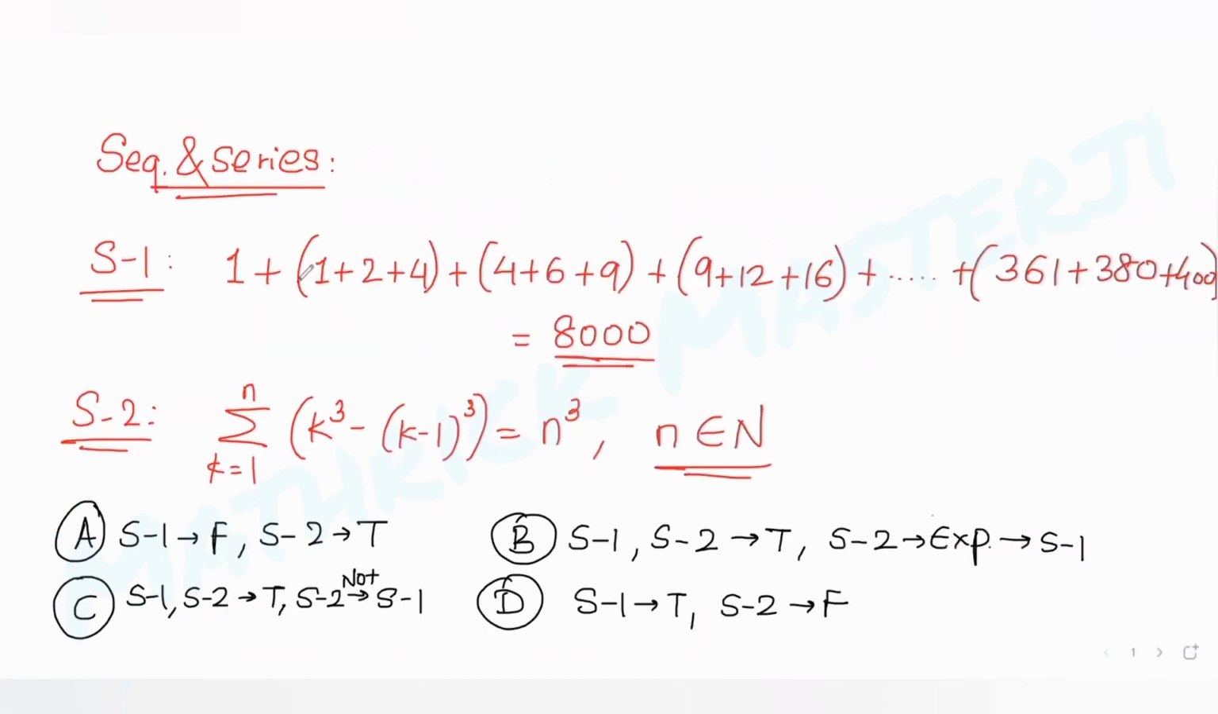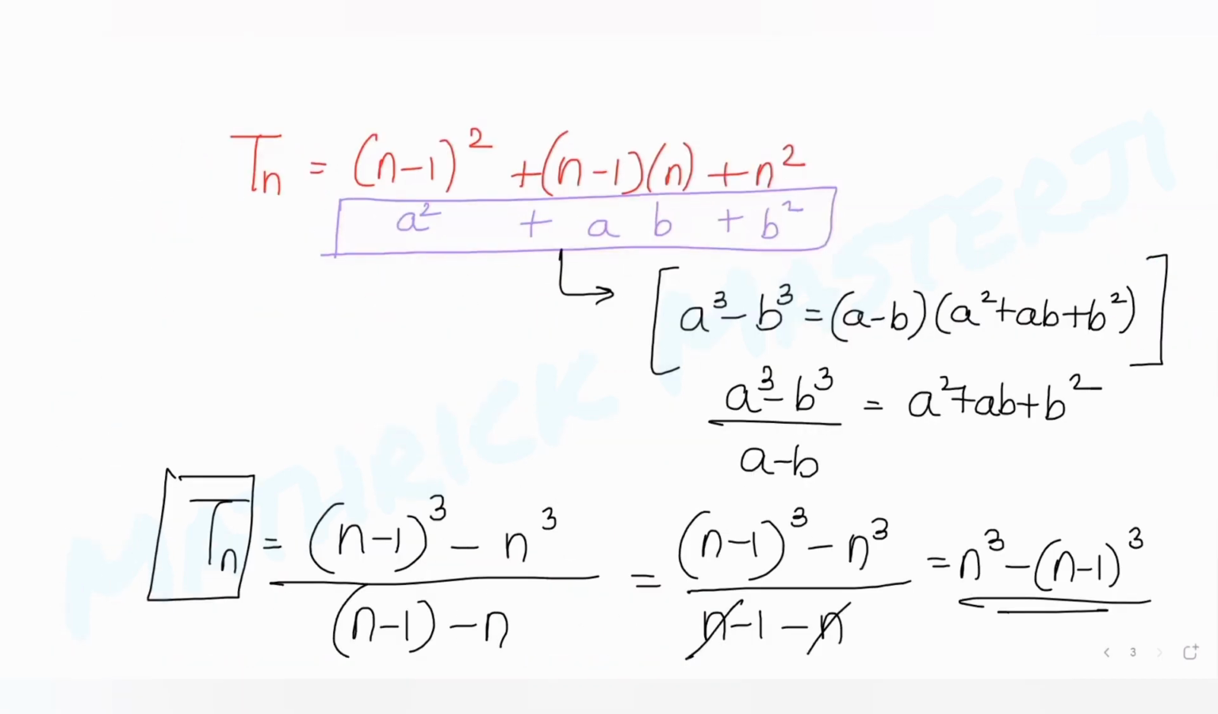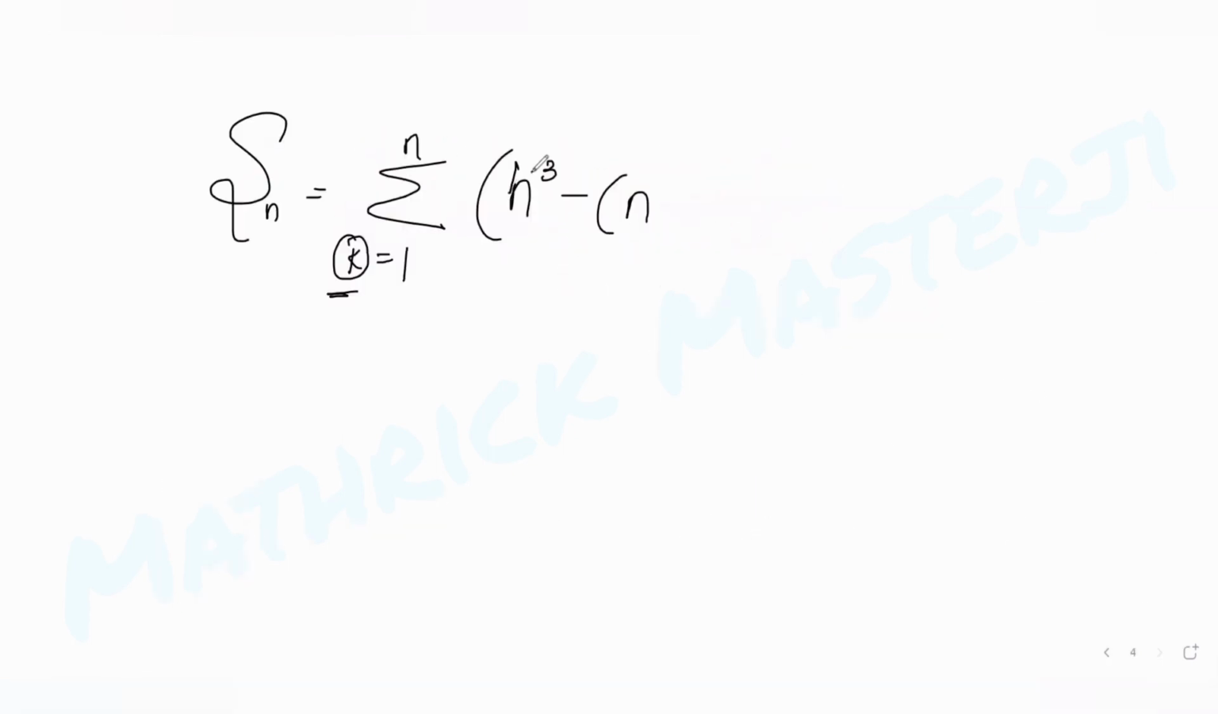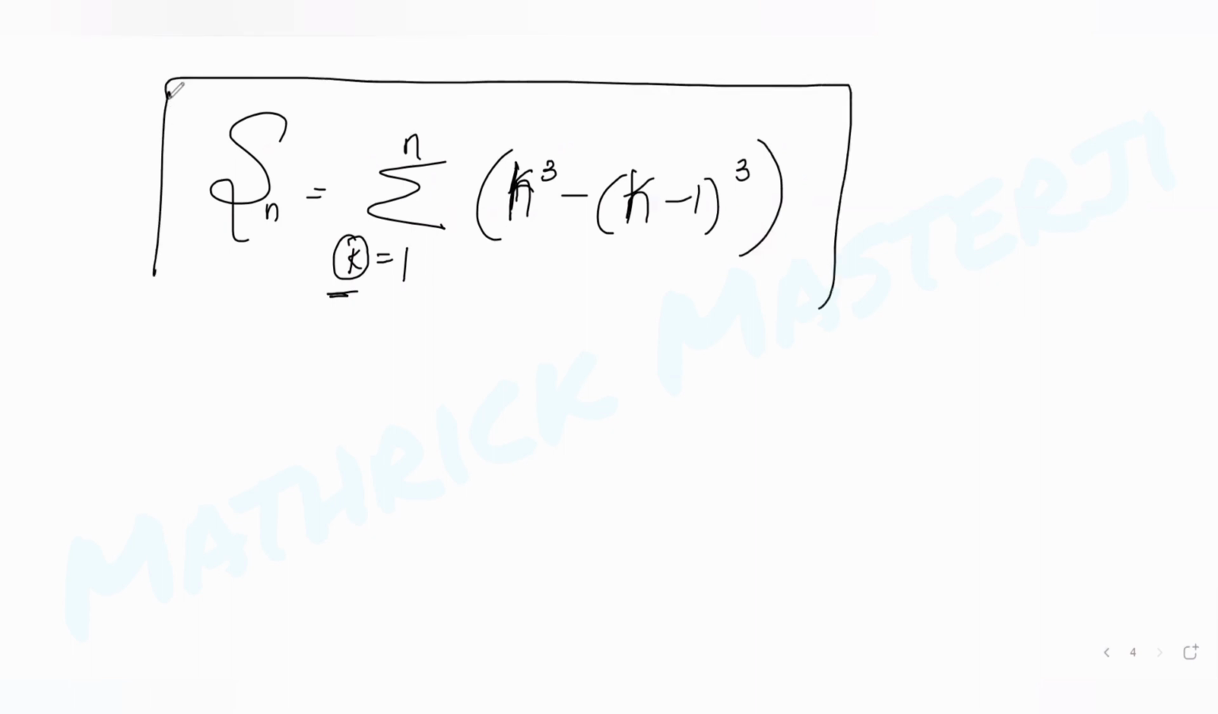But what I need to find in statement 1 is not the nth term, it is the sum of all of these n terms. So if I just apply the idea of sum of n terms, I know summation of k starts from 1 and goes till n. You have the expression n cube minus n minus 1 the whole cube. But here we are looking at the values of k from 1 to n, so instead of n now, I'll just put k. So I get k cube minus k minus 1 the whole cube as the formula for Sn for statement 1.